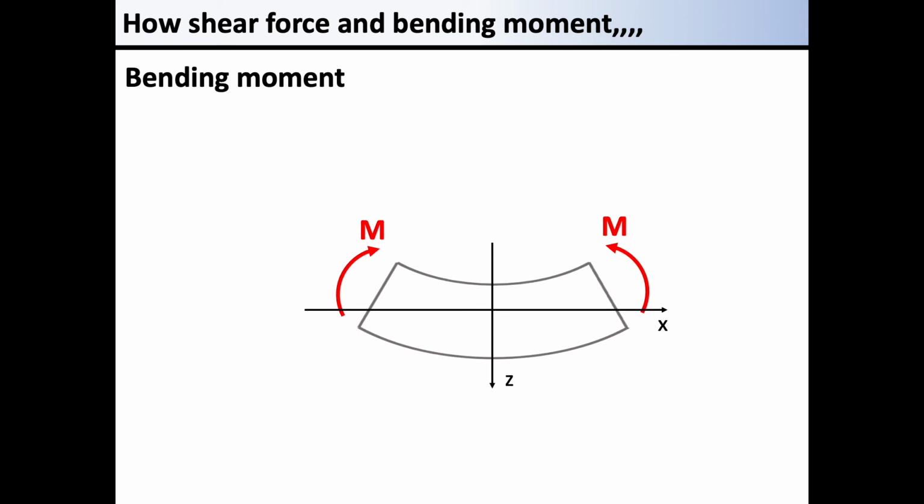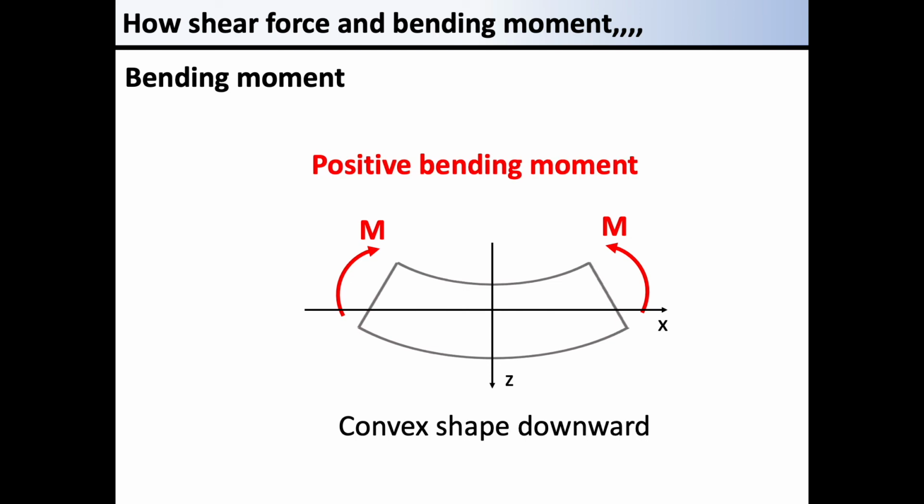Next is the bending moment. The bending moment causes the beam to curve. The moment acts on both the cross-section surfaces of left and right. These moments are balanced.